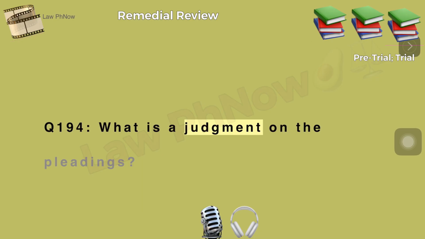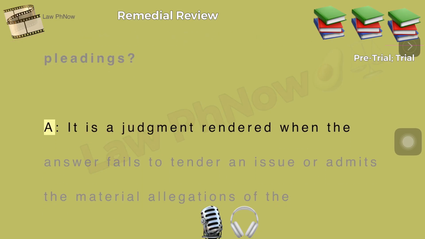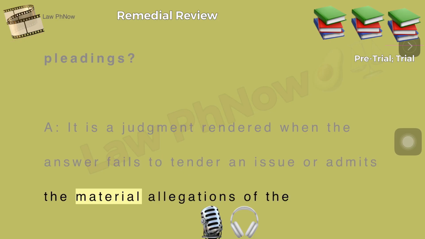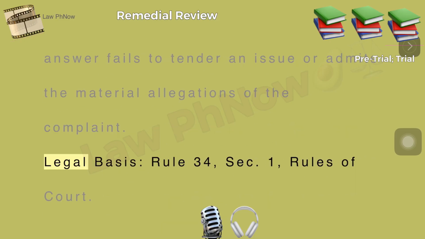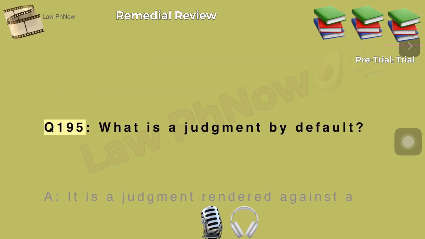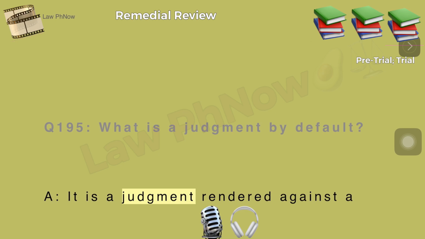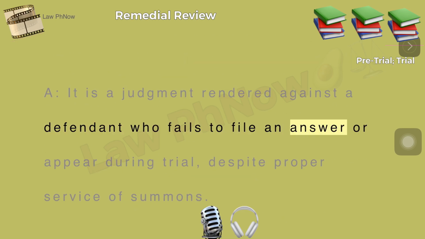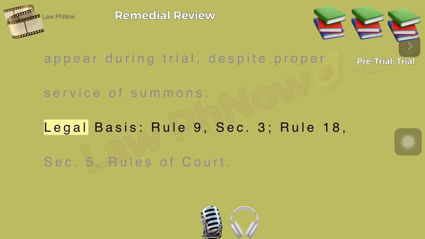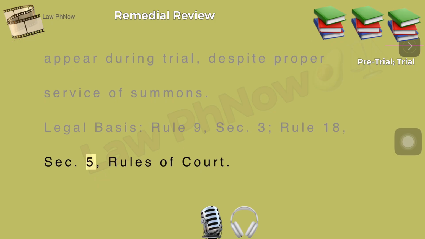Q194. What is a judgment on the pleadings? A. It is a judgment rendered when the answer fails to tender an issue or admits the material allegations of the complaint. Legal basis, Rule 34, Section 1, Rules of Court. Q195. What is a judgment by default? A. It is a judgment rendered against a defendant who fails to file an answer or appear during trial, despite proper service of summons. Legal basis, Rule 9, Section 3, Rule 18, Section 5, Rules of Court.